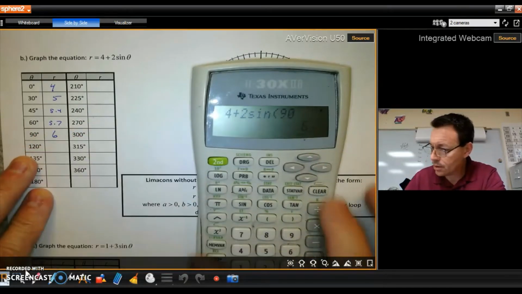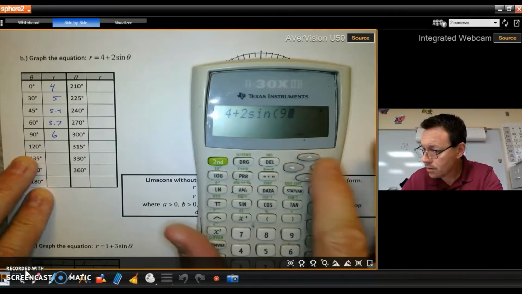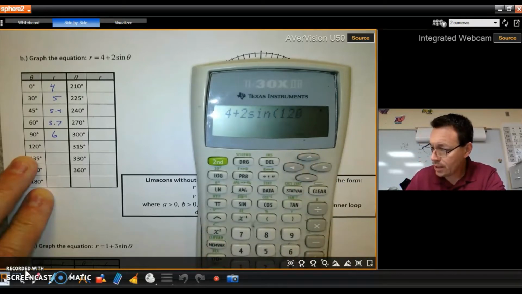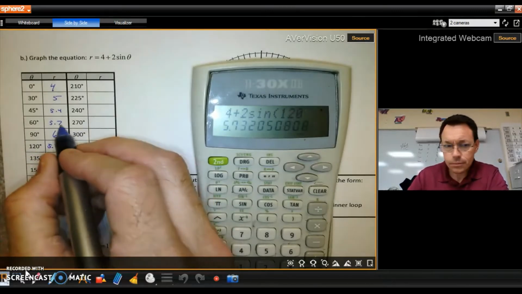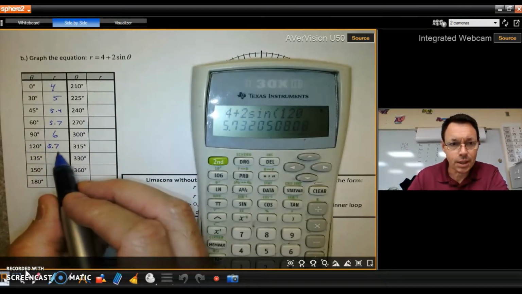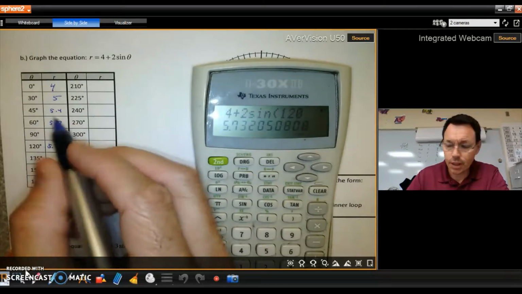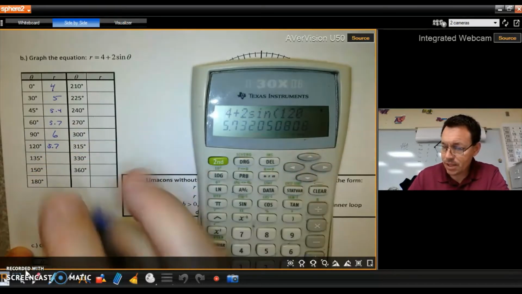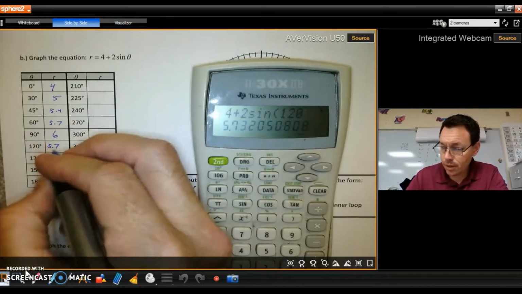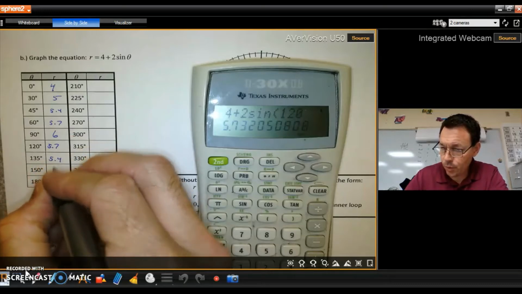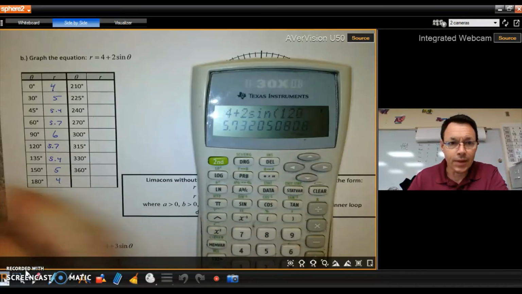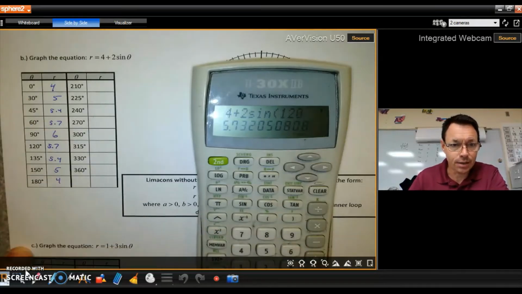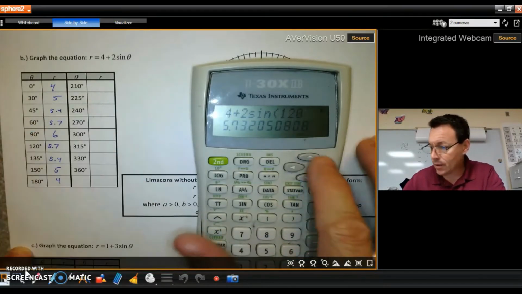Then 120. Now, 5.7, we already had that. So again, whenever you have a repeat, that means you're seeing some symmetry here. So I can save myself even more time. I know the next one's going to be 5.4, I know the next one's 5, and I know the next one's 4. Now, that's where my symmetry is going to end for now, so I need to go back to the calculator.